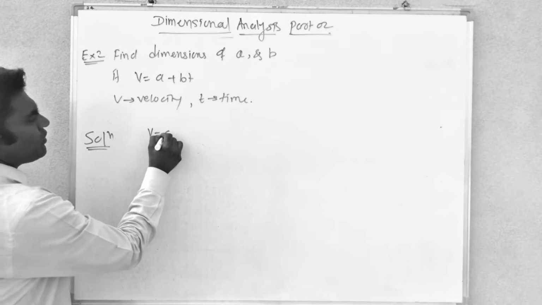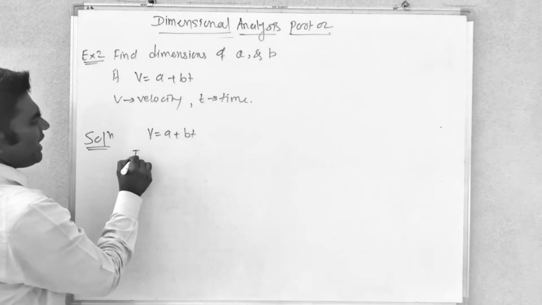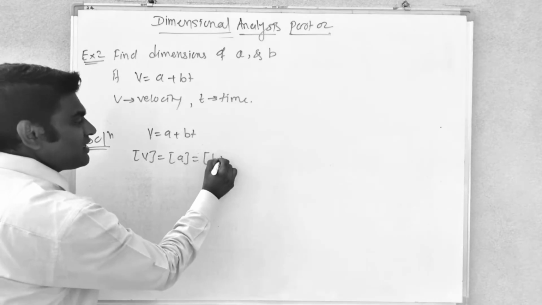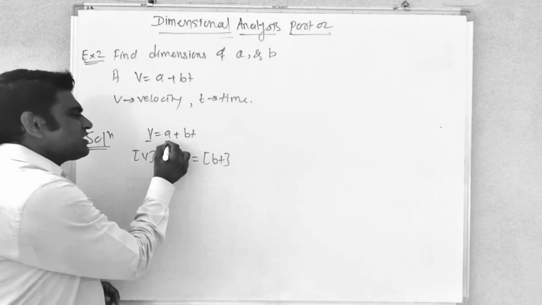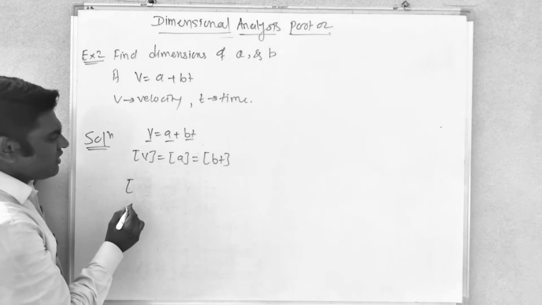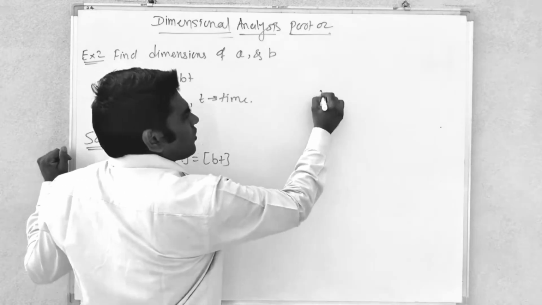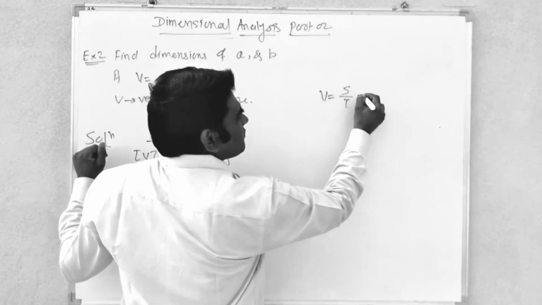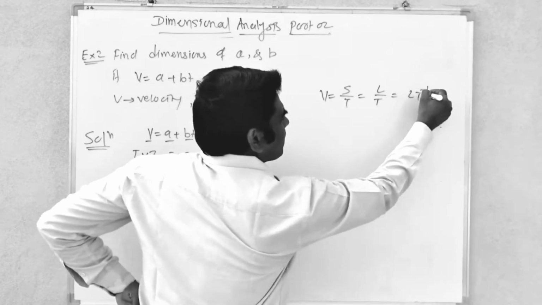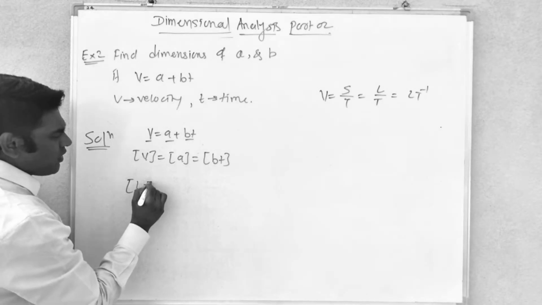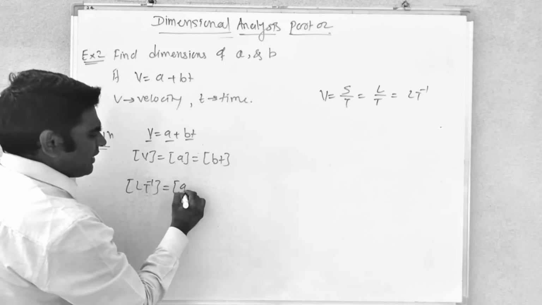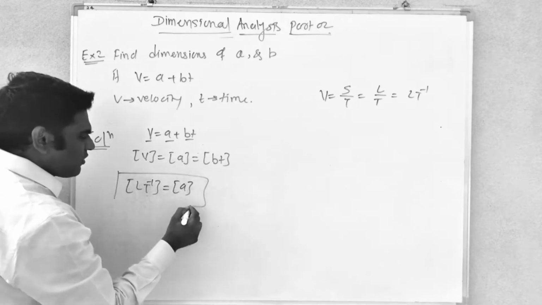So V is equal to A plus BT means dimension of V is equal to dimension of A is equal to dimension of BT. Dimension of each term are equal. So what are the dimensions of V? V is equal to distance upon time. So distance means L, T means time. So L T to the power minus 1 is equal to dimension of A.